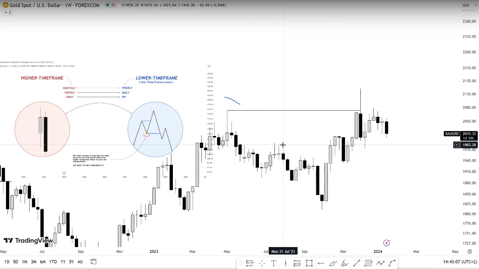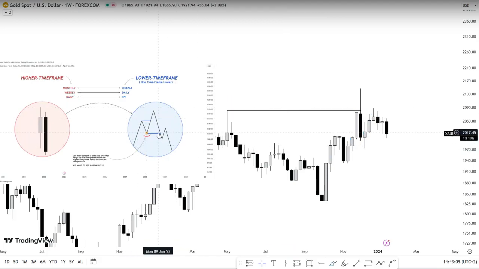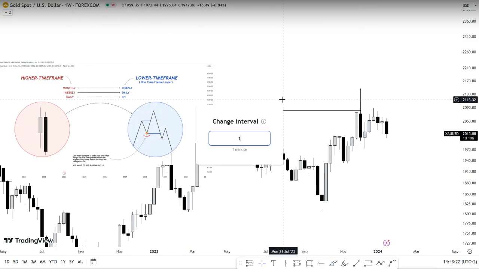So when we go to the daily, you have to see something similar to this one because it's a lower time frame than the weekly. It's one time frame lower than the weekly. It's the daily, right? If this move happened on the daily, we were going to go to the 4 hour and look for the setup, right? So let's go to the daily.